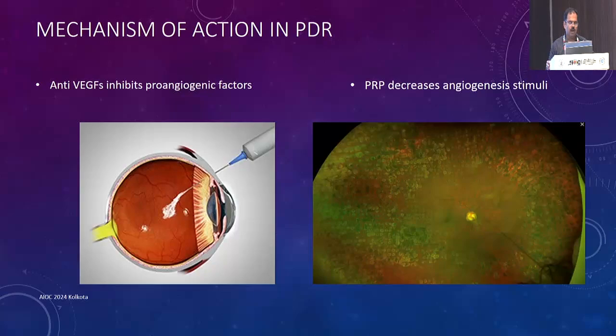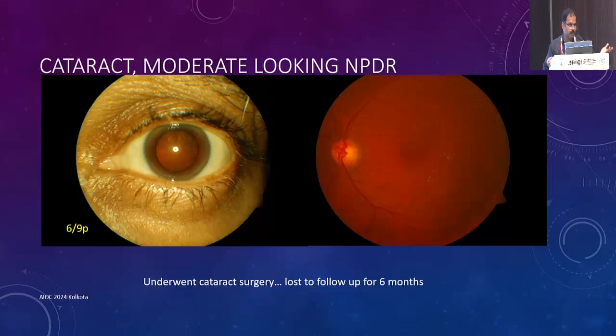So how does anti-VEGF act? It inhibits the VEGF level temporarily, which means that the patient may require multiple injections. Laser reduces the stimulation of the retina to produce VEGF. So on the one hand, we can reduce the VEGF, and on the other hand, we can reduce the stimulus to form VEGF. So both are complementary.